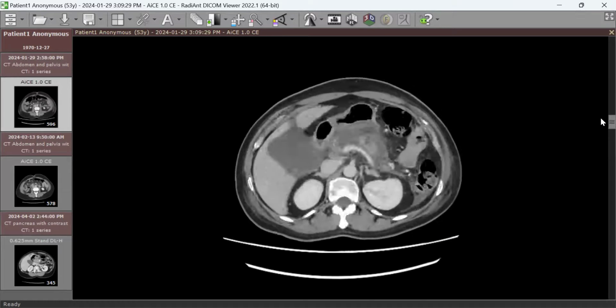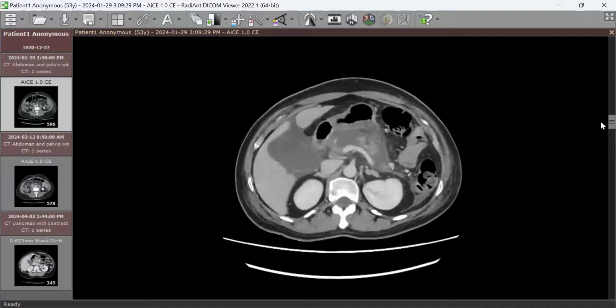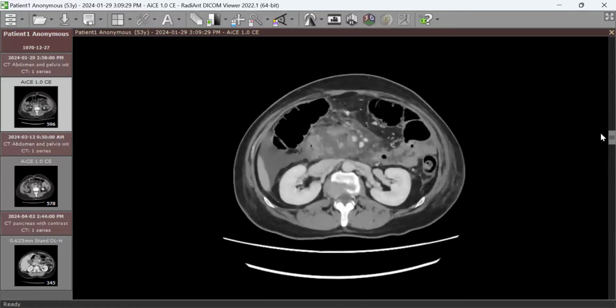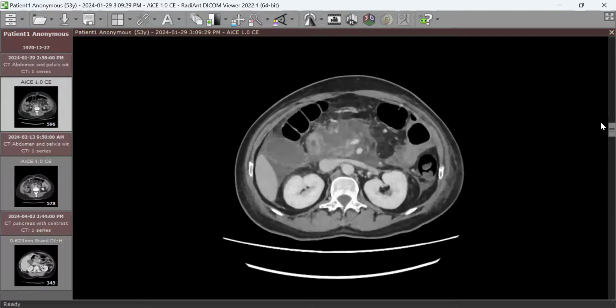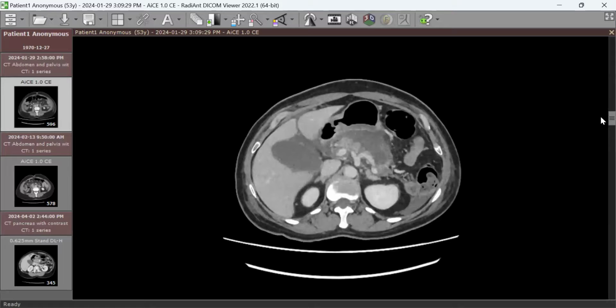Okay, let's take them one by one. Necrosis, hemorrhage, peripancreatic fluid collection. Here we have fluid, definitely. And in the case of necrotizing pancreatitis, we call it acute necrotic collection, right? Right. When would we call it walled-off necrosis? After what period of time?